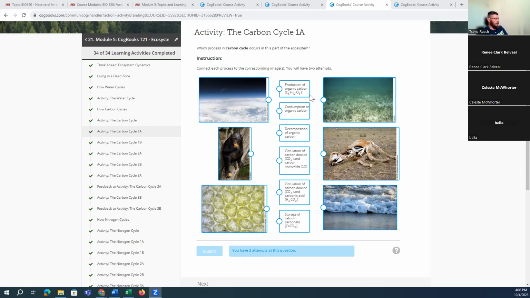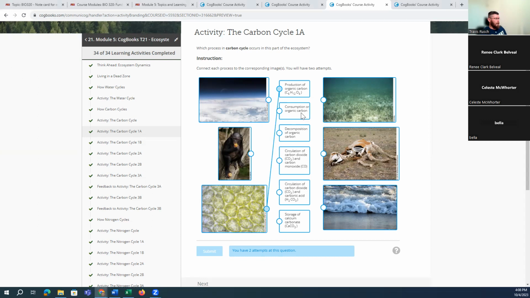But if we go into this activity, we talk about the production of organic carbon. The way I think about this is production, primary producers. So this is the picture on the bottom left. This is a picture of some cells. So these are going to be very low level primary producer type production. And that's how I remember that one.